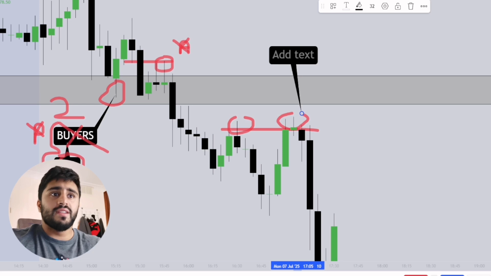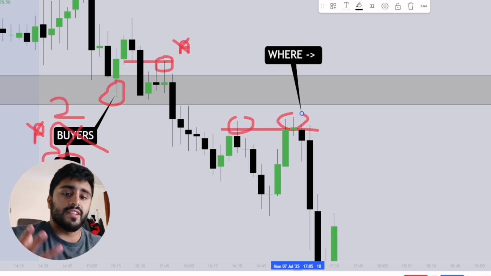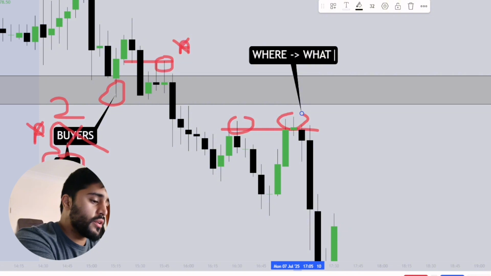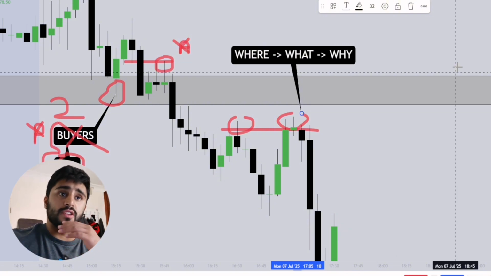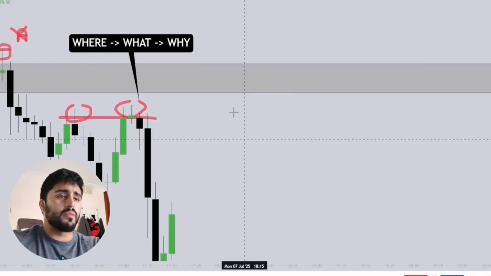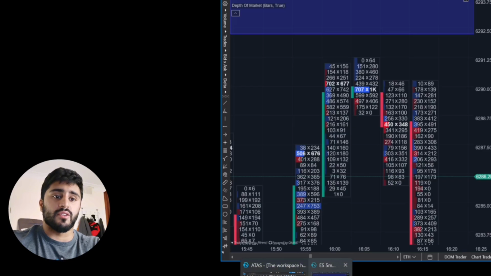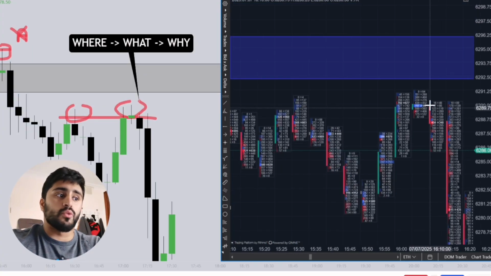So the way that we determine that, this is step 3. So remember we started off with where? Where is essentially the fair value gap. What you're looking for is the buyers and sellers. The why comes down to the order flow. So to break this down one more time, why do you want to be selling at this zone, right? What gives you the validation to sell at this zone, right? The only thing that gives you the validation really is you're looking for aggressive buyers to fail, right?